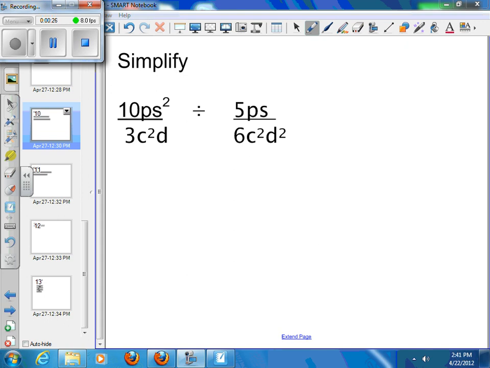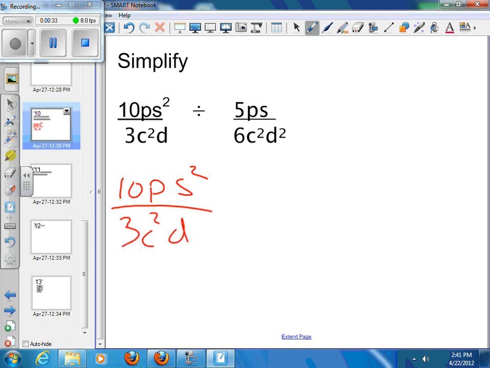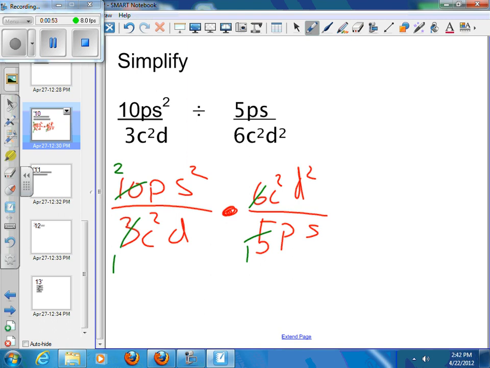So I'm going to rewrite the 10ps squared over 3c squared d. Change the division to multiplication because I'm flipping my second fraction. So I put my 6c squared d squared on top and my 5ps on the bottom. And then I can start reducing. I know my 10 and my 5 reduce. I know my 6 and my 3 reduce. I've got a p here and a p there. Those both go to 1.